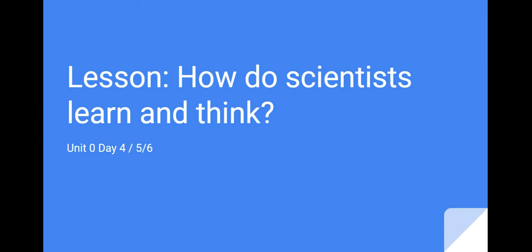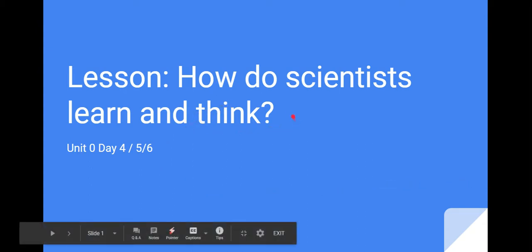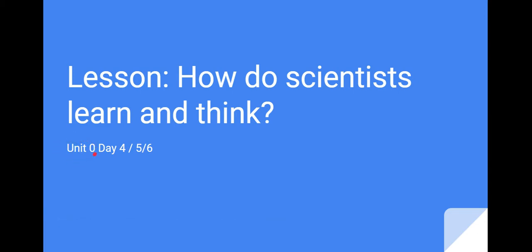So hopefully that is helpful to you, and you can listen to this as many times as you need to. Okay, the first thing I want to point out is the title of the lesson, How Do Scientists Learn and Think? It also says Unit 0. So the whole point of Unit 0 is to give you a better understanding of the background to biology, the background to science, and so setting up the tone for how biology is done is very important. So that's why we talk about how do scientists learn and think, because there's a very specific set of standards that we have for that.